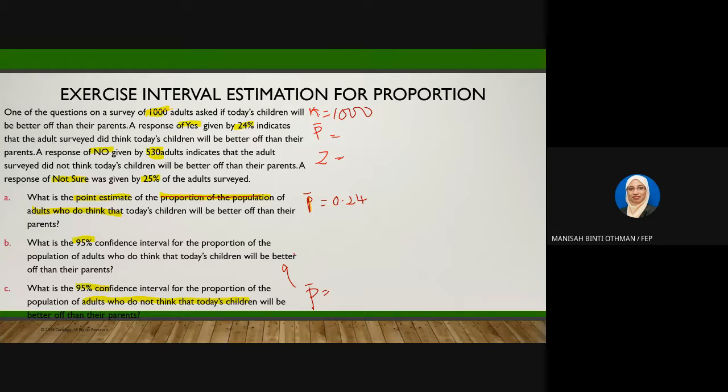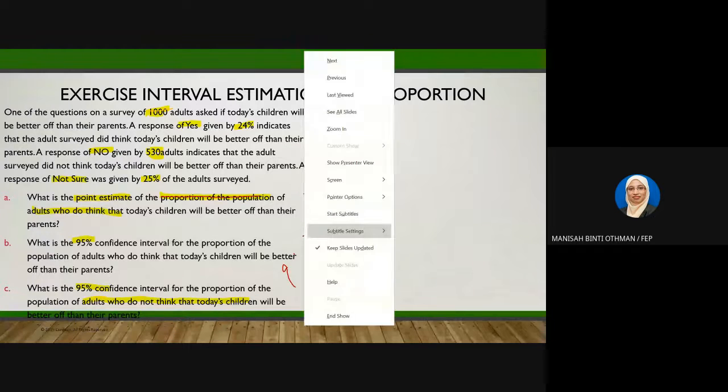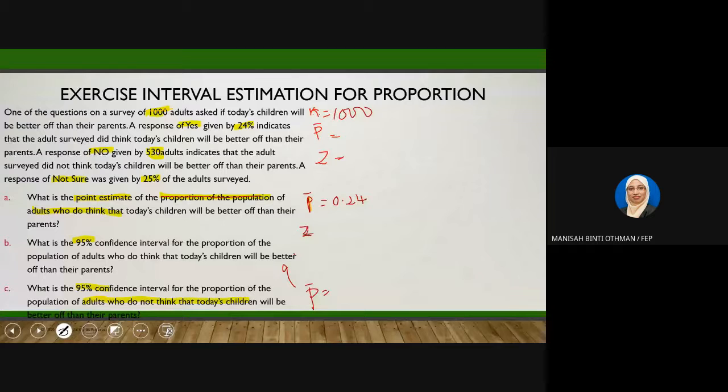Okay. All right. So to answer question B, P bar is 0.24. What is the Z value? The Z value is 1.96. Yes, 1.96. Okay. And then to calculate the interval, UCL is 0.24. Oh, sorry. Before that, you have to calculate the standard error of the proportion.